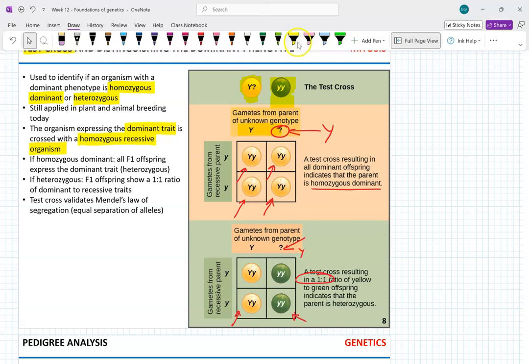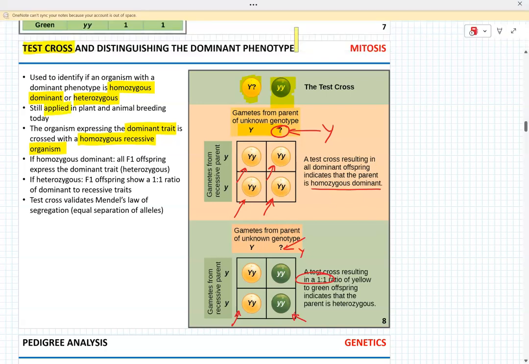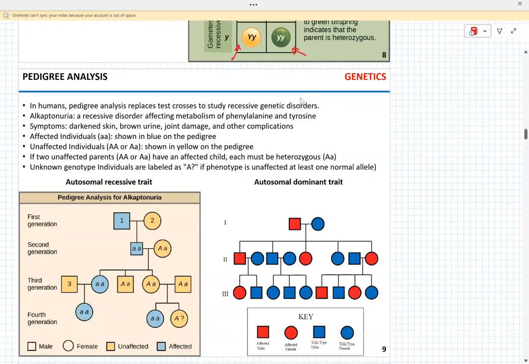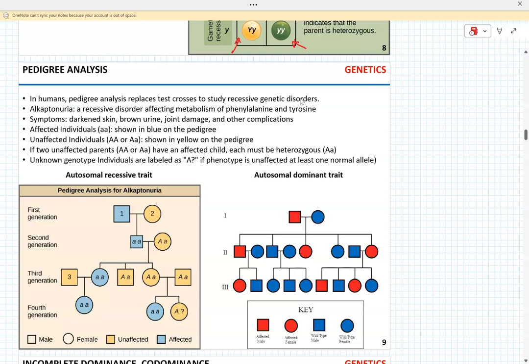Now, test crosses, while not performed in humans, obviously, are used in plant and animal breeding. This test cross essentially confirms Mendel's law of segregation, or equal separation of alleles. In humans, a test cross cannot be performed for a variety of reasons, including ethical and technical reasons. So instead, we use pedigree analysis.